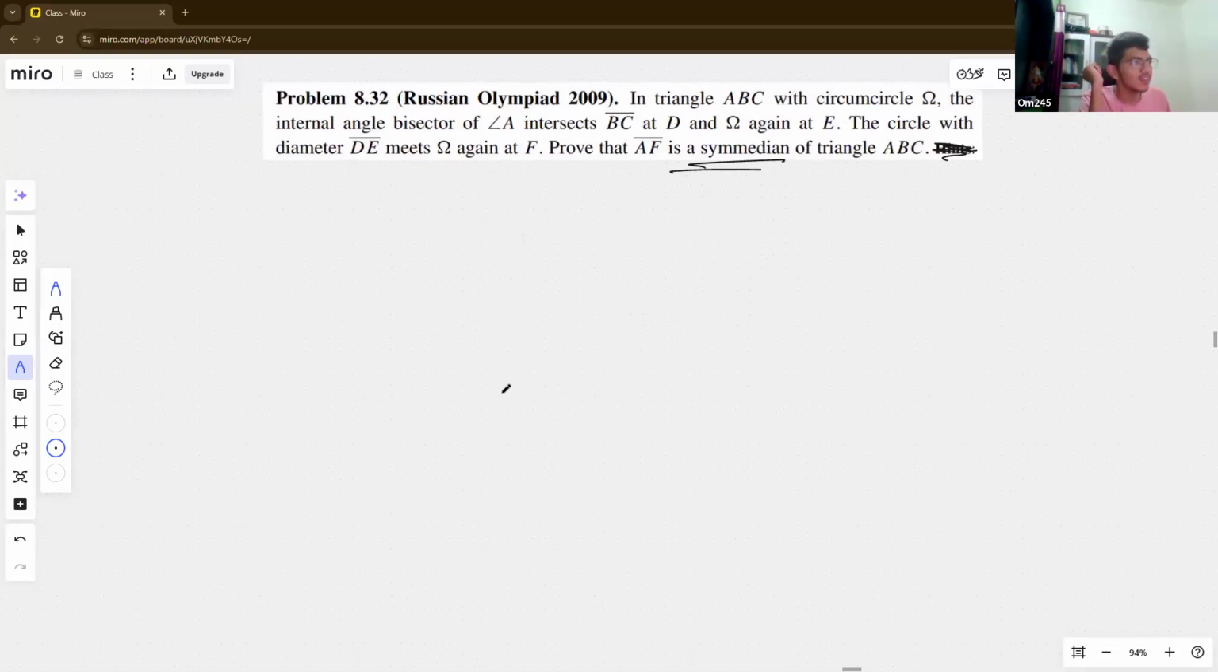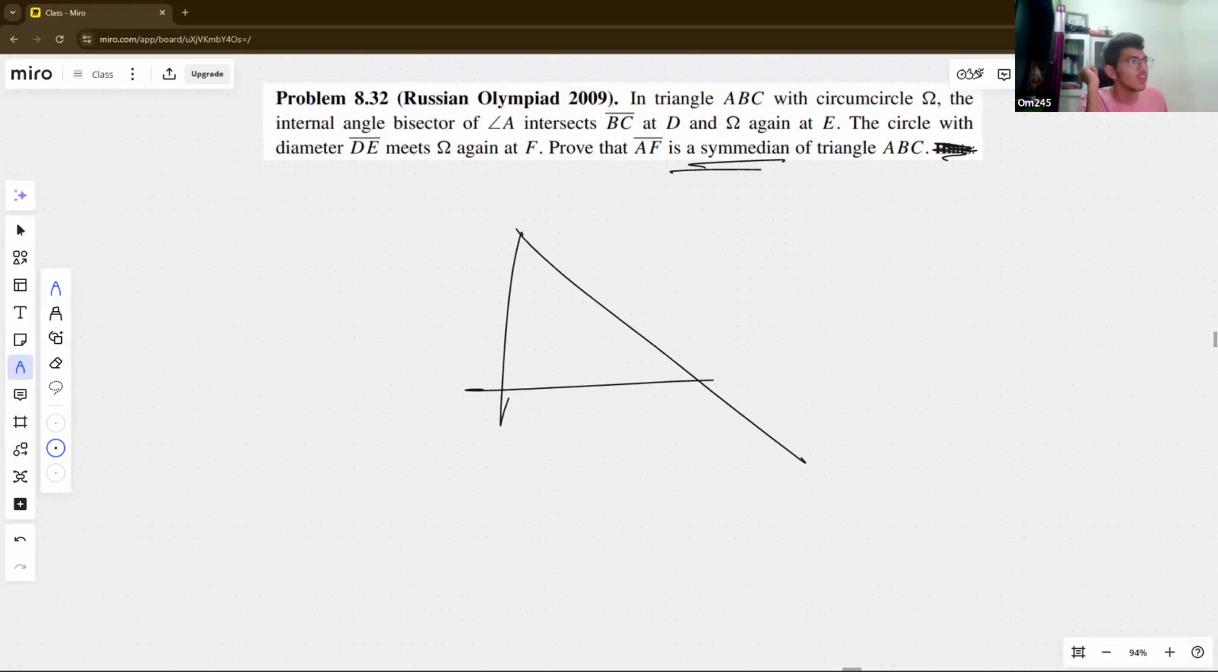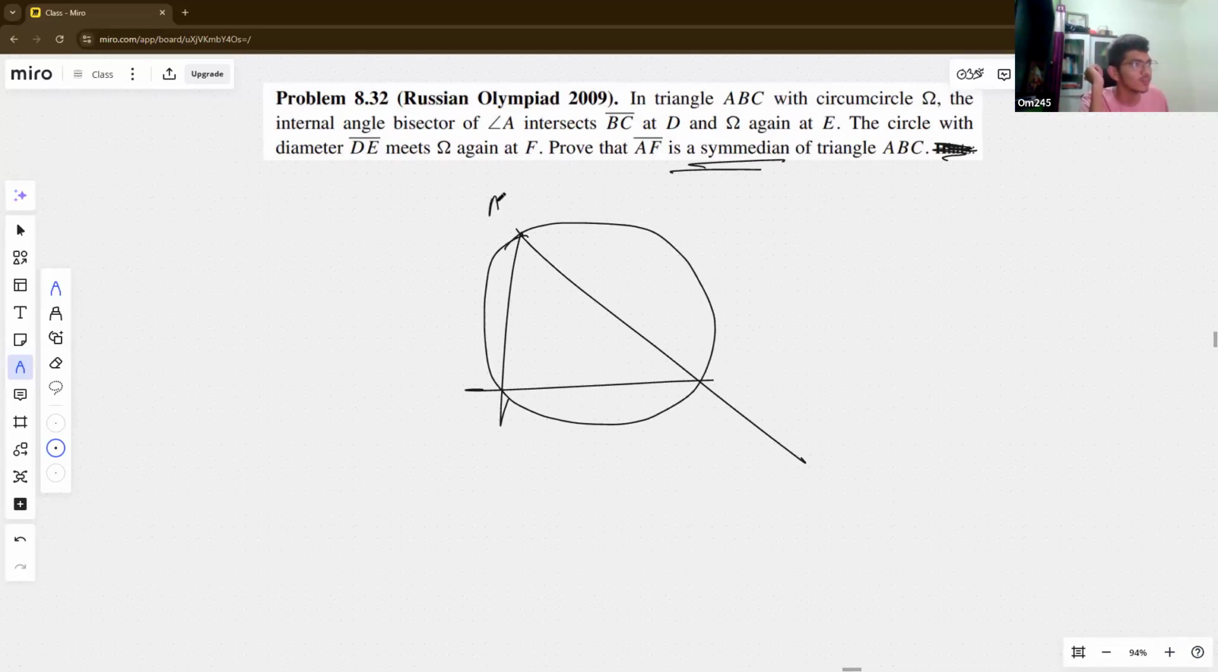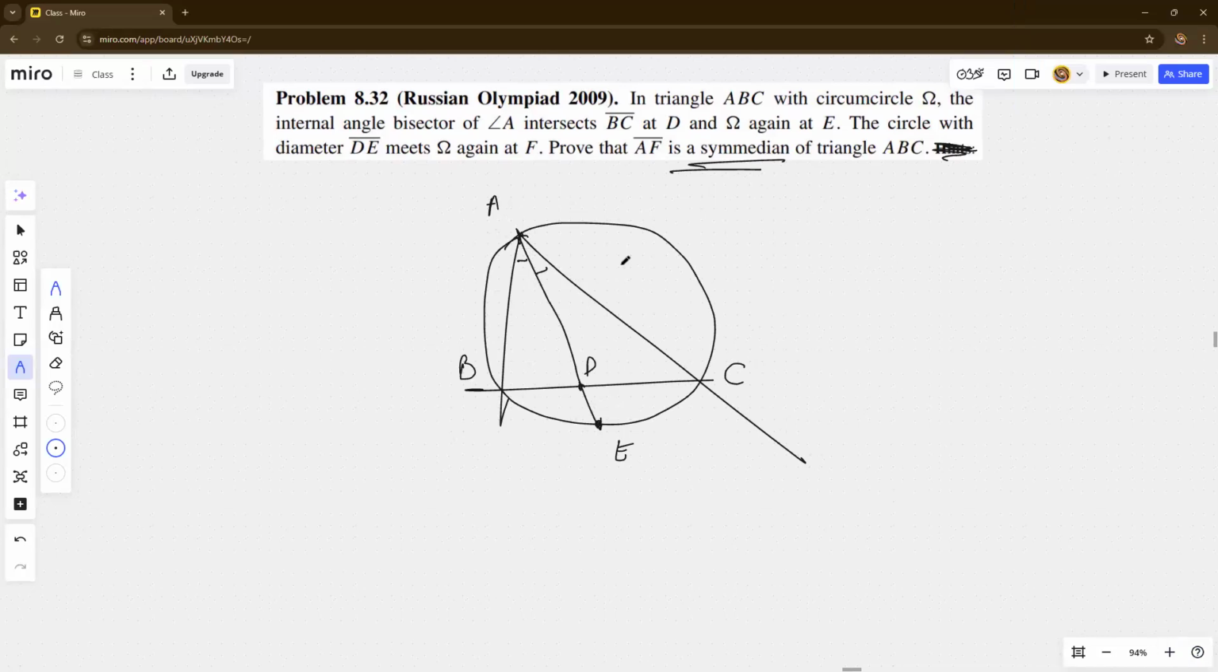Okay, let's just see the problem. So we have ABC, and how much time is left? Okay, I need to be quick. We have BC. Then we have the angle bisector intersecting BC at D and omega at E. So first of all, can you guys notice something? Like we have an angle bisector and a triangle and a circle. D goes to E and E goes to D.